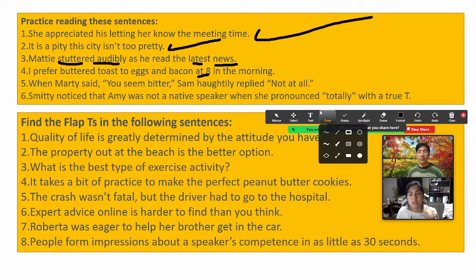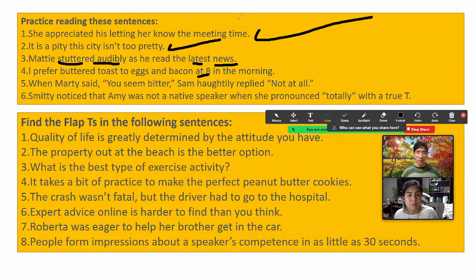Okay. Smithy noticed that Amy was not a native speaker when she pronounced totally with a true T. With a true T. Well, your pronunciation using these rules is amazing. You speak very fluently.